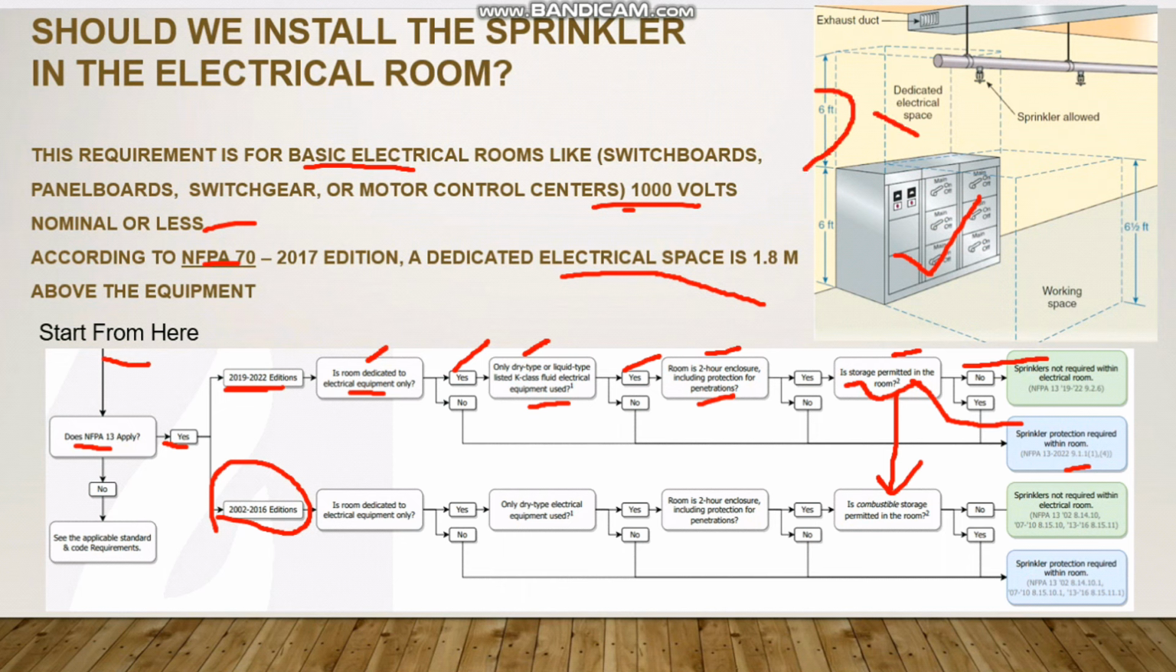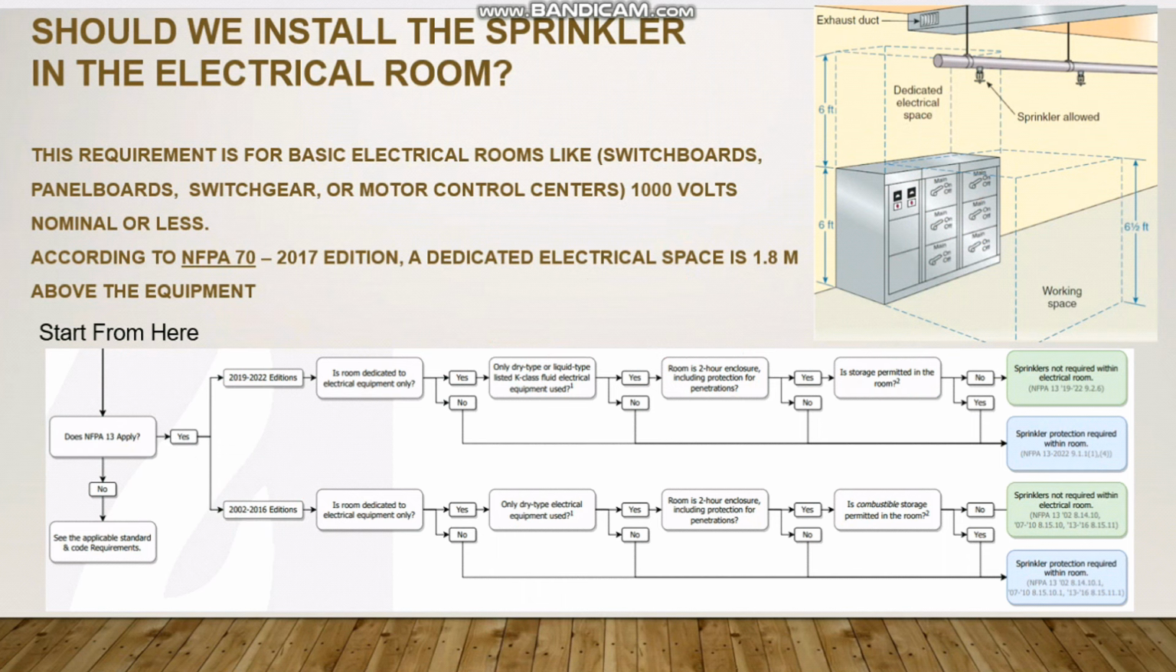So we are allowed to pass the HVAC duct, sprinkler piping or plumbing system, anything above this dedicated electrical space. That means you can see here we have passed the HVAC duct, exhaust duct here. This must be above the dedicated electrical space. So this is the first condition. Within the dedicated space, we are not allowed to pass any plumbing system or whatever it is, and also in the working space we are not allowed to pass anything.